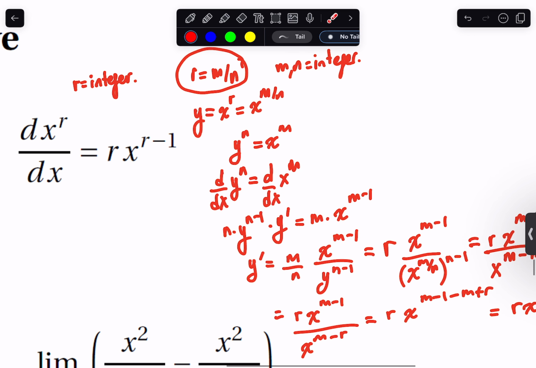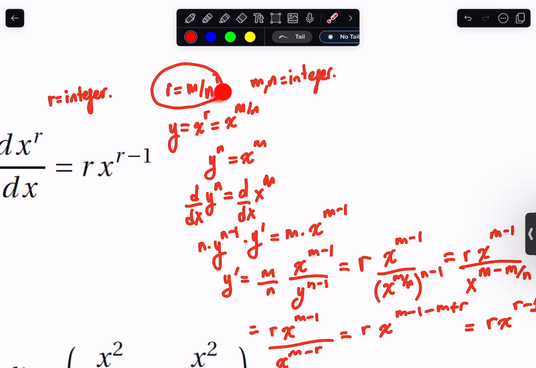Okay, so let's revisit this power rule for derivative. We showed this result is true for integers when we're taking the derivative. Let's extend this to rational numbers. A rational number is the ratio of two integers, and the integer in the denominator is not 0, of course. So let's write x to the power r as y, and then replace this r with m over n.